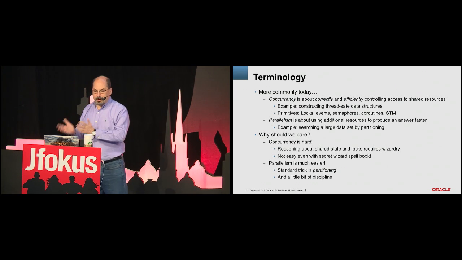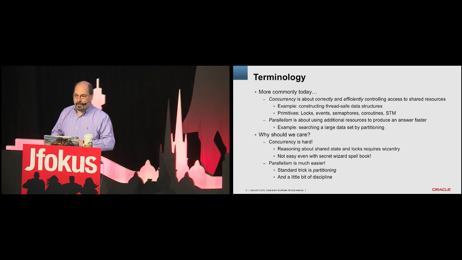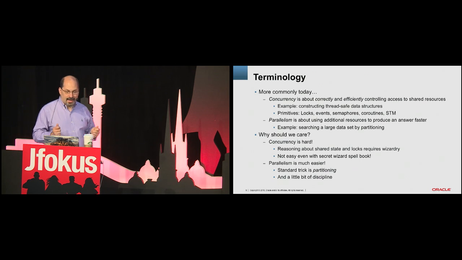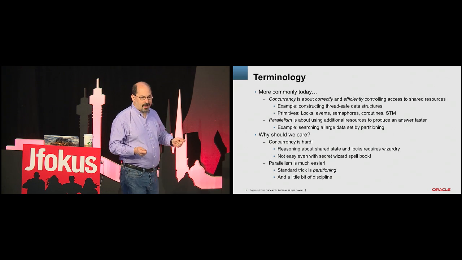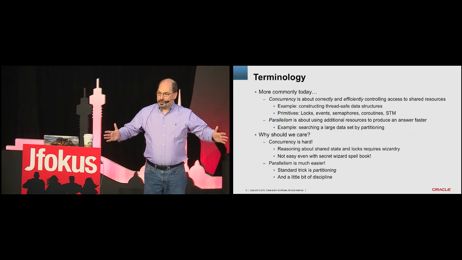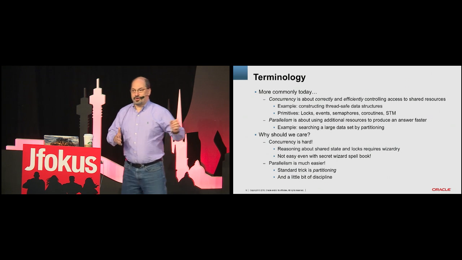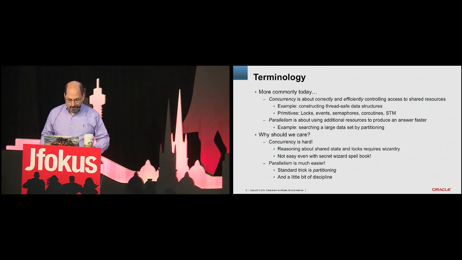Now I'll contrast this with parallelism, which is about using more resources to get the answer faster. I've got a big data set, I'm searching for the needle in the haystack. If I divide it into two smaller haystacks and I'm able to search those haystacks in parallel, I might find the needle faster.